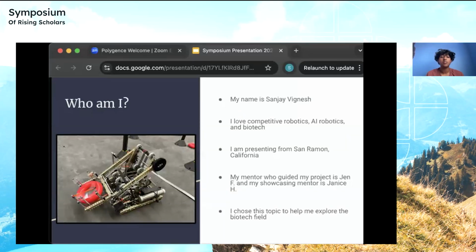And I chose to research therapeutics because even though a lot of my hobbies are geared towards engineering, I still wanted to experience the biotech field so that I have a better understanding of my interests. So that's why I decided to do research on therapeutics.